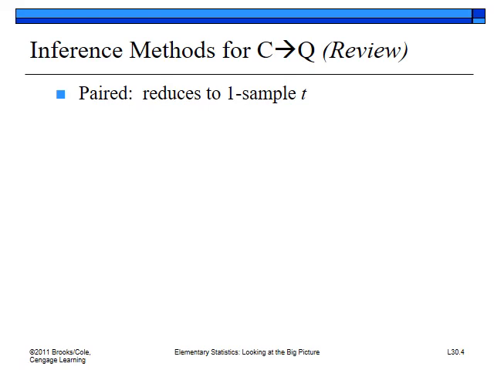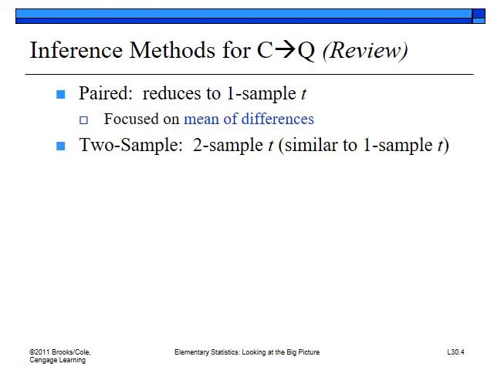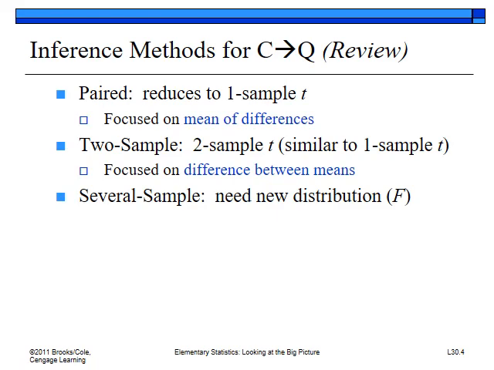For a paired study, we reduce to the differences and perform one sample t-tests. For two sample studies, we use a two sample t-test and two sample t-interval. The two sample test looks at the difference between two means. Finally, we'll talk about the several sample design, which uses a new distribution called the F distribution. Here we're looking at a difference among means.